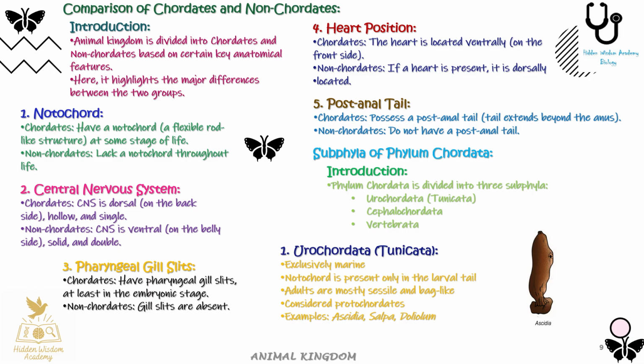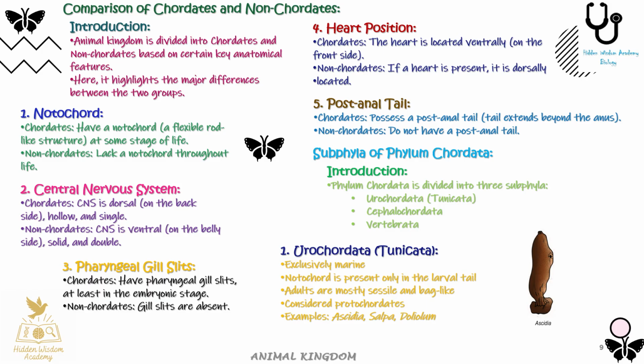Second, the central nervous system. In chordates, the central nervous system is located dorsally, is hollow, and is single. In contrast, non-chordates have a ventral, solid, and double nervous system. Third, pharyngeal gill slits. Chordates show the presence of gill slits in the pharyngeal region at least during their embryonic stage, while non-chordates do not have pharyngeal gill slits at any stage.